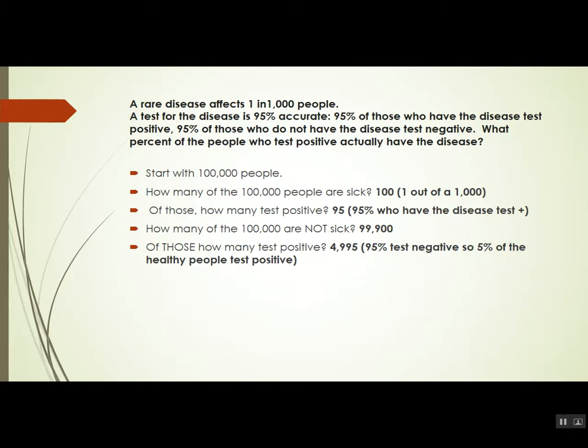Of the 100,000 people, how many are not sick? Well, 99,900, all but 100 of them. And of those, 4,995 test positive. 95% test negative, so 5% of the 99,900 test positive. So this 4,995 represents the small percentage of the large number of healthy people who test positive. 5% of the 99,900 healthy people.